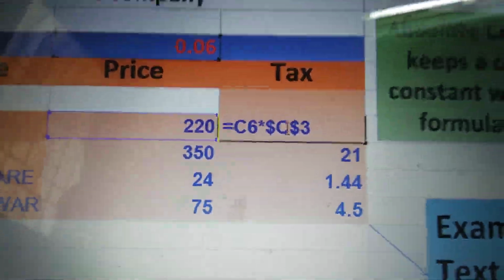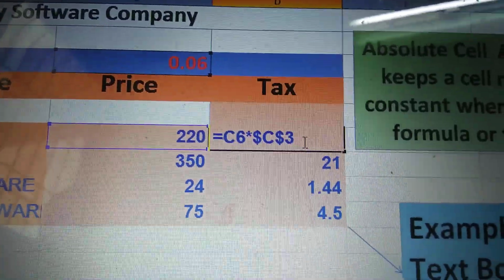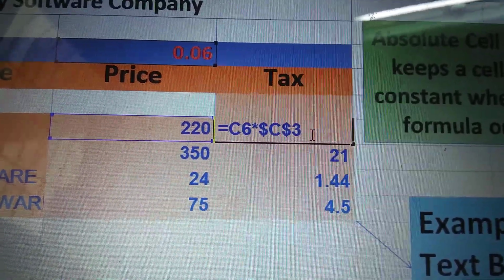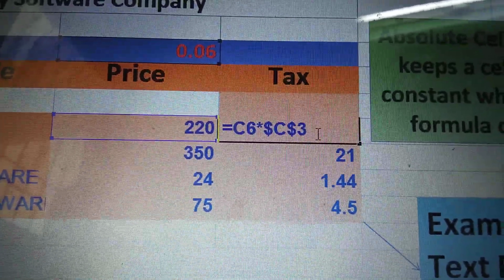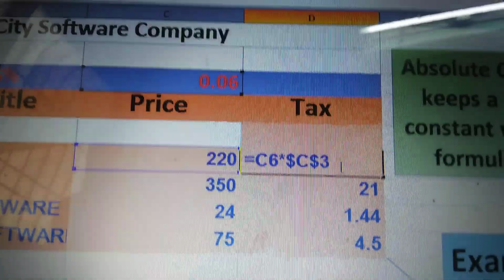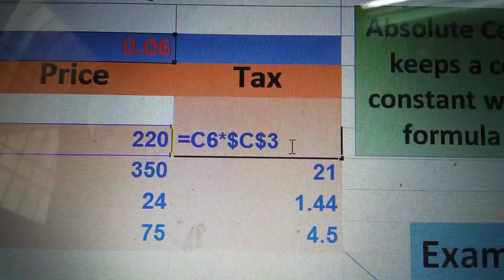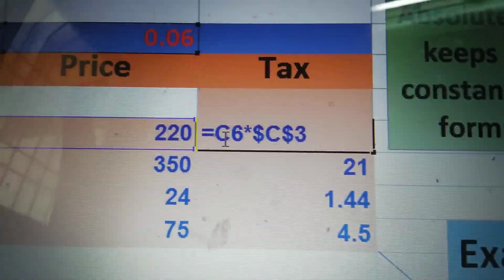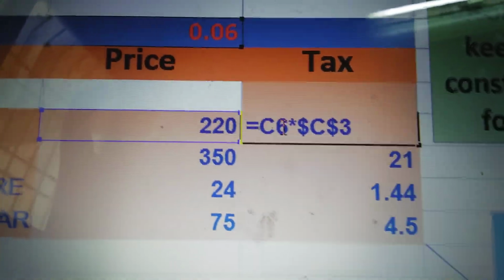Now what we are going to do is calculate the value using absolute cell addressing in the column of the tax. The first cell shows C6 asterisk $C$3. $C$3 is the dollar sign assigned to the cell that contains the value of the tax, that is 0.06. The tax value has been assigned the dollar symbol, and that is multiplied with the cell that consists of a price, that is C6.